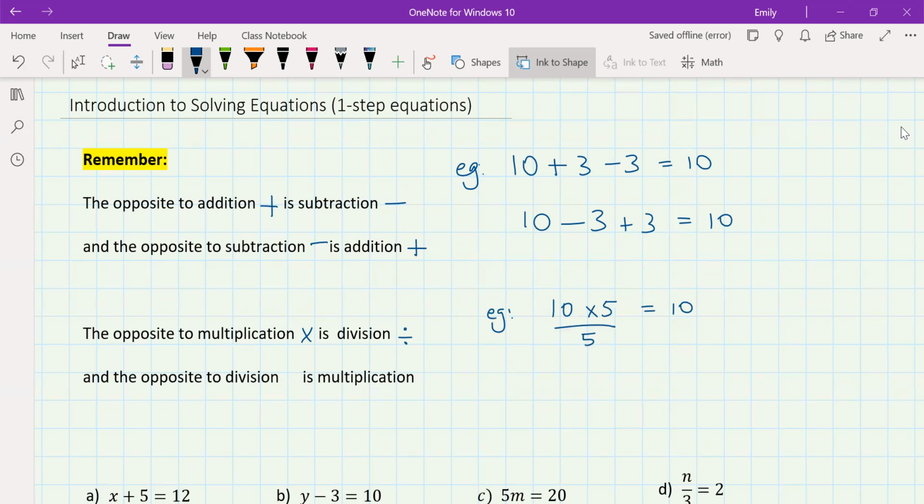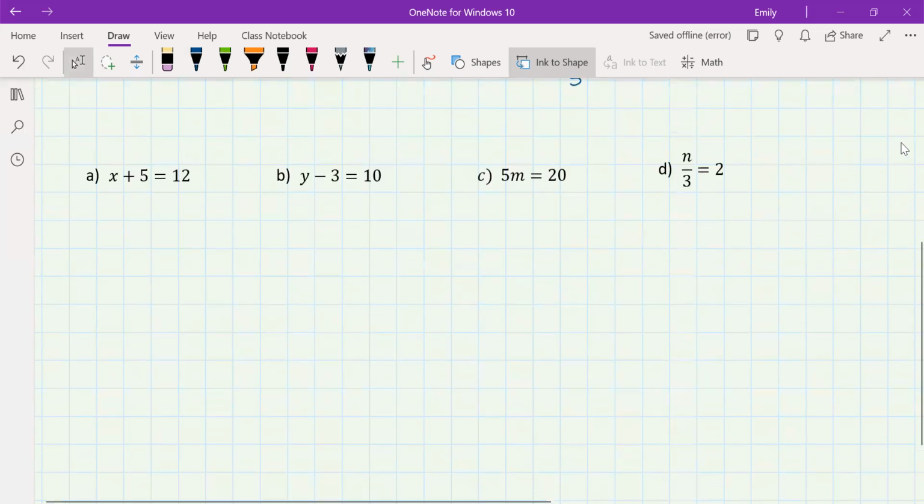And also, what's the opposite to division? Again, to remind you, division is that symbol. And the opposite to division is multiplication. So let's do it the other way around again. What if I went 10 divided by 5? That will give me 2. And then if I times 5, 2 times 5 will bring me back to 10. So the opposite to addition is subtraction and vice versa. The opposite to multiplication is division and vice versa.